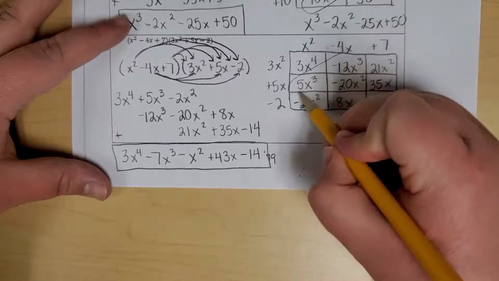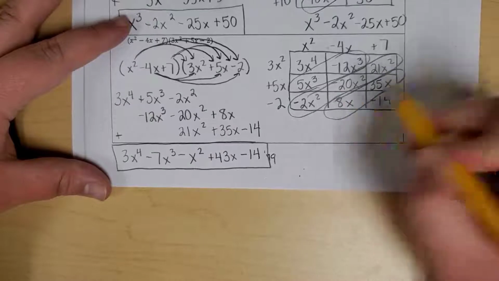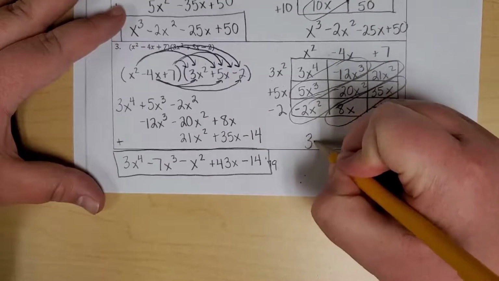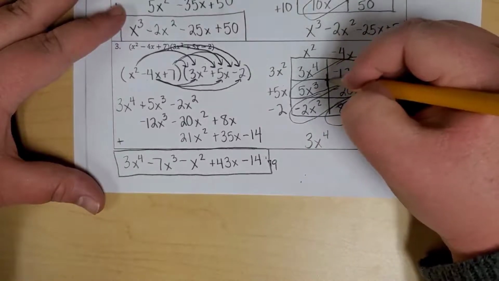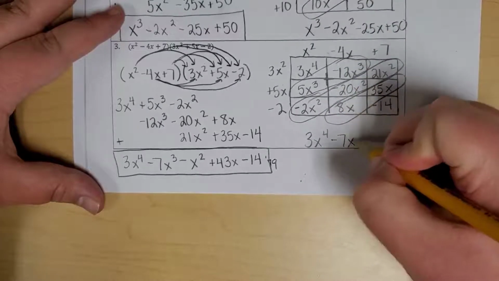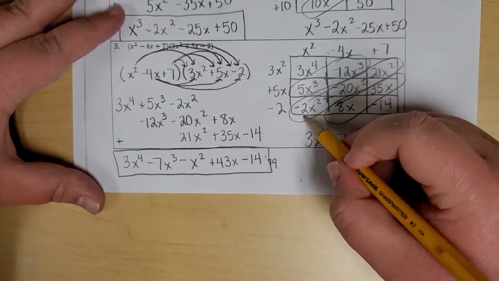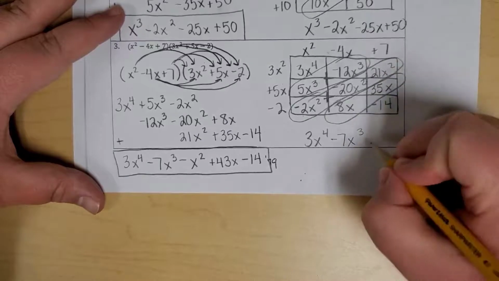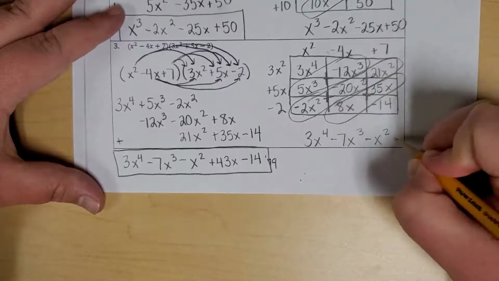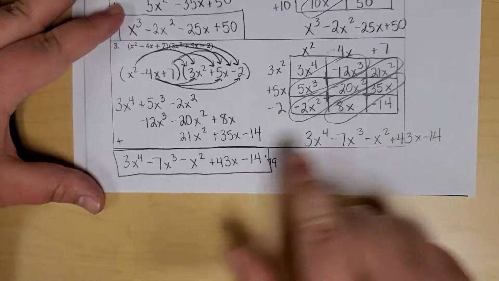All right, this time there are diagonals here, here, and here. So we have 3 sets of diagonals, which means we have 3 sets of like terms. The 3x to the 4th stays the same. Remember, we're adding here. So 5x cubed plus negative 12x cubed is negative 7x cubed. Again, adding. When you add negative 2x squared plus negative 20x squared plus 21x squared, you get negative x squared. 8x plus 35x is 43x. And then negative 14. Once again, same answer.